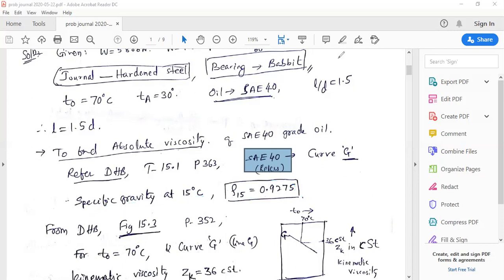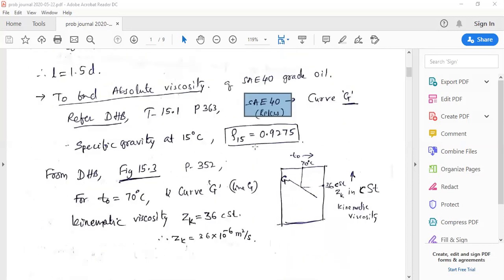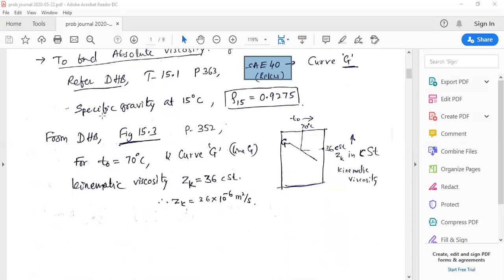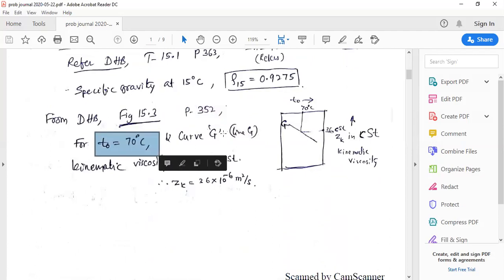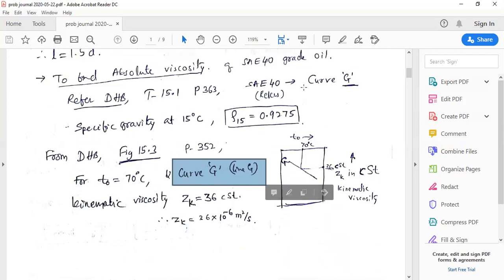Now let us refer to figure 15.3 of page number 352 of the data handbook, and operating temperature is given here as 70 degrees centigrade, and curve G is referring to the oil SAE 40.